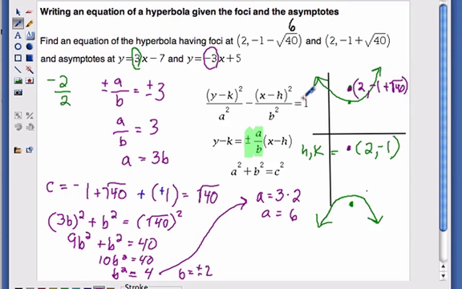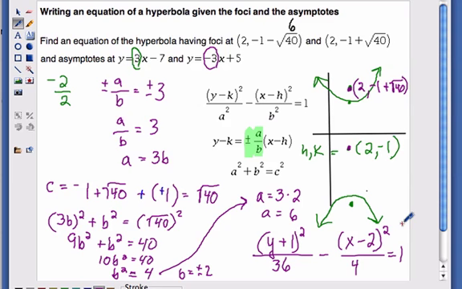Now we have everything we need for our formula, so we're going to plug this in. (y minus k), and remember here k is a negative 1, so when I have minus a negative 1, that turns into plus 1, quantity squared, over the a value squared. a is 6, so you square that and get 36, minus (x minus h), h is 2, so (x minus 2) quantity squared, over my b squared, and b squared is 4. And that equals 1. And that's your equation.